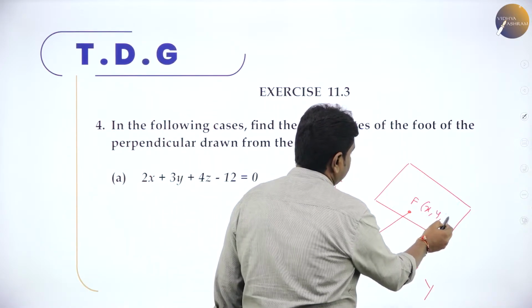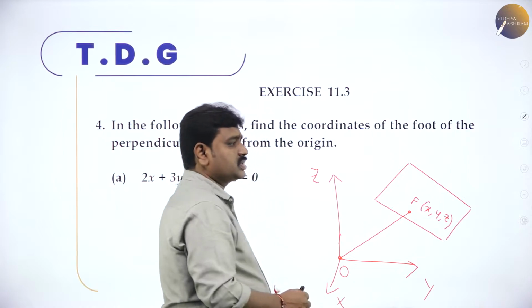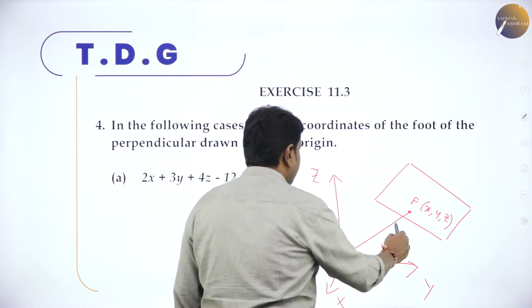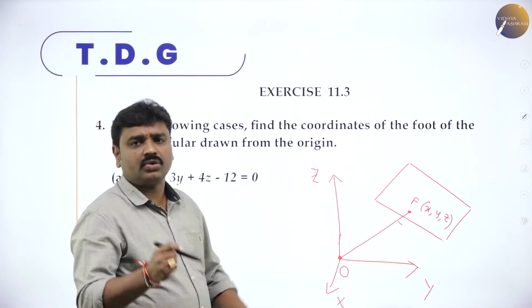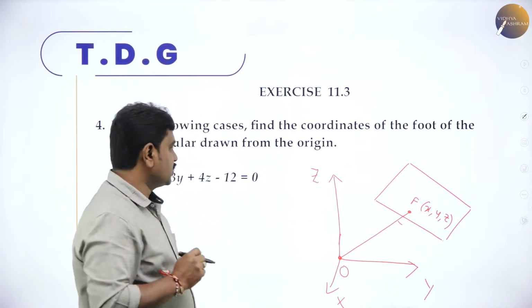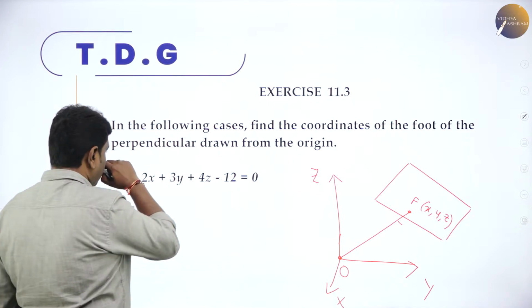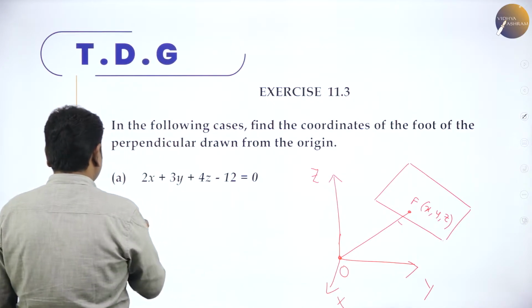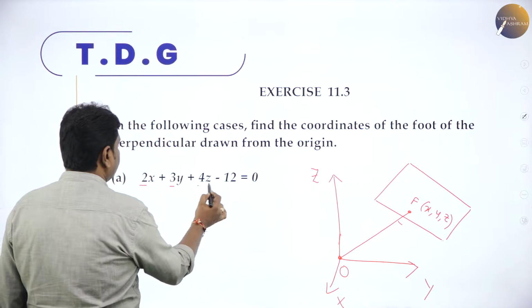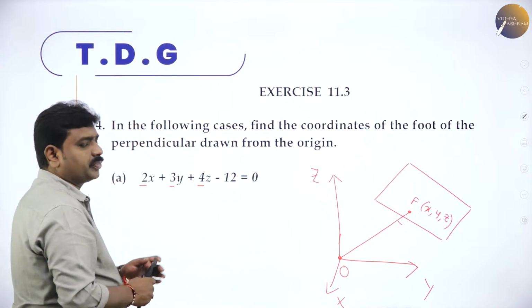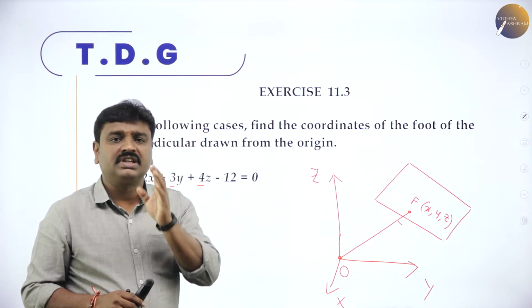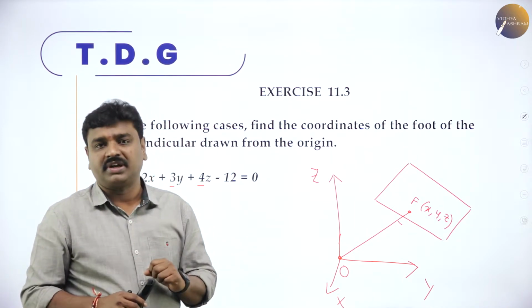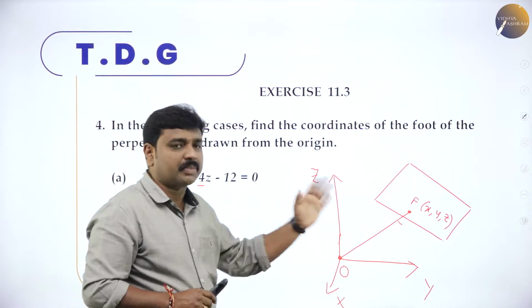x, y, z. First, we'll find the equation of the perpendicular. Now, the perpendicular is a line. You know the Cartesian equation of a line. So that's what we'll do now. You know the coefficients 2, 3, 4. In a plane Ax plus By plus Cz, A, B, C are called the direction ratios of the normal to the plane, meaning the direction ratios of the perpendicular.